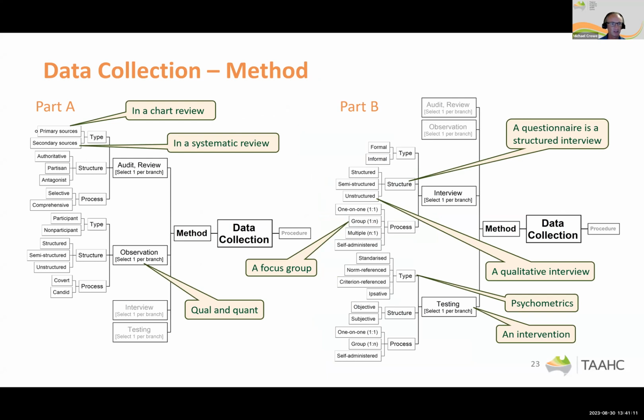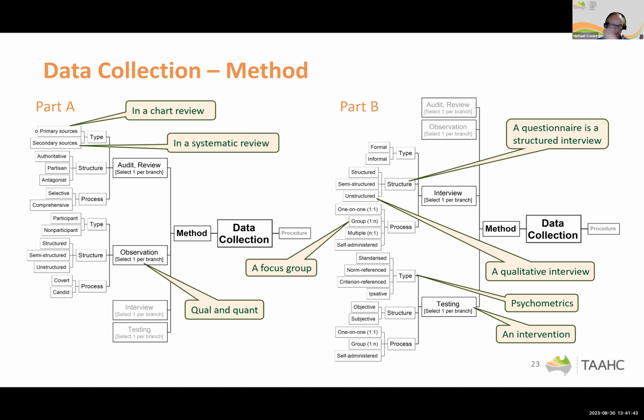Data collection methods. This is a little bit technical, so don't worry too much about it. And I understand that this is a bit technical. So the first thing that you can do when you're collecting data is through an audit or through a review. So if you're doing a chart review, this is where it goes in. If you're doing a systematic review, it's of secondary sources of information, whereas a chart review would be of primary sources. Observation can happen either at a qualitative or quantitative research level.